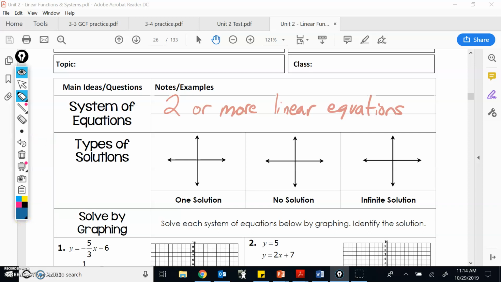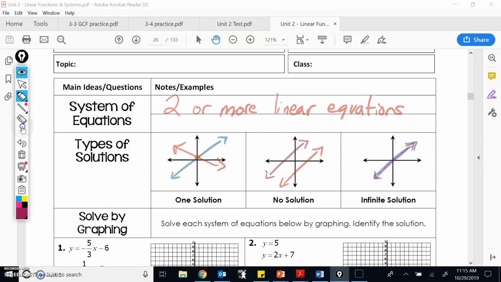And there's three types of solutions. You can have one solution where you have a line and then another line and they cross at one point, and that's your solution. You could have no solution if the two lines that you graph do not intersect, so there is no ordered pair where they cross. Or you can have infinite solutions where one line and the other line are actually on top of each other, so there's an infinite number of dots that they share.